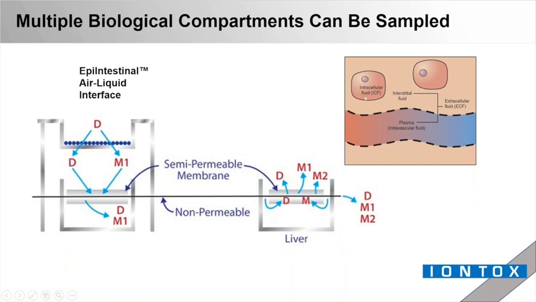So by doing this, we can look at intracellular fluids by looking at the tissue, the liver tissue itself, the epiintestinal tissue. We can look at the extracellular fluid, which would be the media, and then even the plasma or blood, which in this case is mimicked by our perfusate.